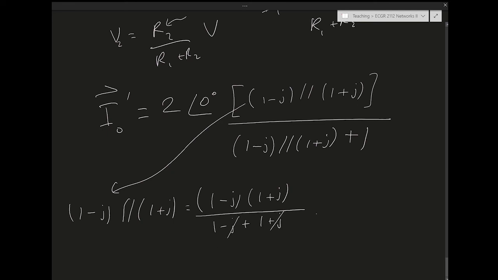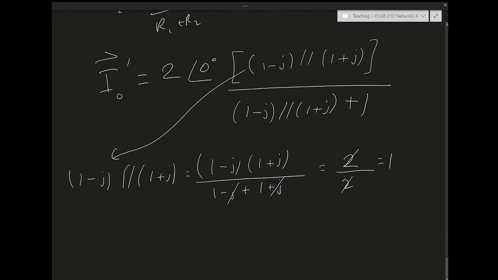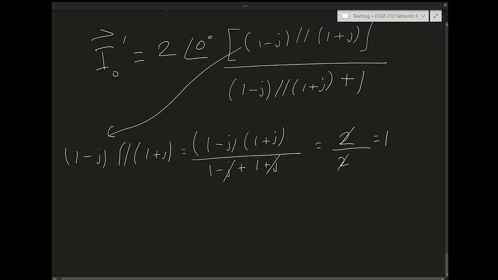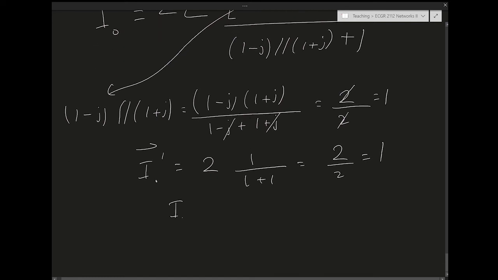j cancels with j, and this is like a number multiplied by its complex conjugate, right? So I end up with 1 squared plus 1 squared, 2 over 2, 1. So 1 minus j parallel 1 plus j is just 1. So I end up with I0 prime equals 2, 1 over 1 plus 1 equals 2 over 2 equals 1. So I0 prime phasor equals 1 amps.